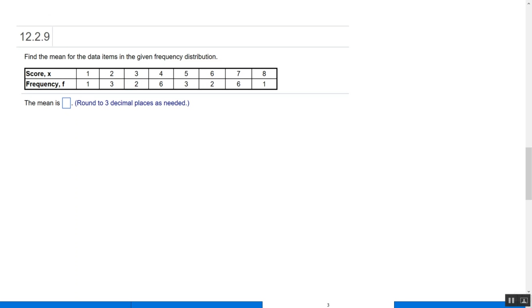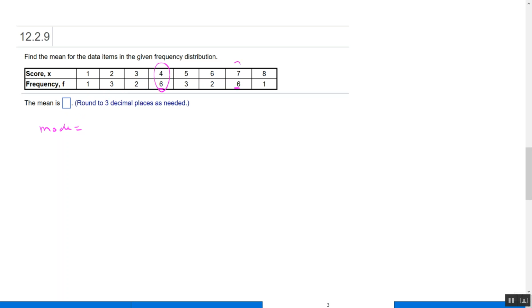Okay, so first let me do the mode. Remember that mode is the most frequent. If I look at the frequencies, remember this is the data items. This tells me the data item is a 1 and it occurs once. The data item 2 occurs 3 times, and so forth. So I look at which ones occur the most. Down here I see that 6 is the highest frequency.